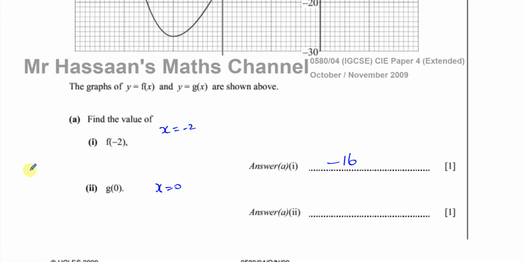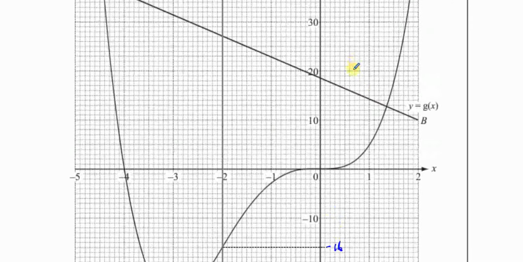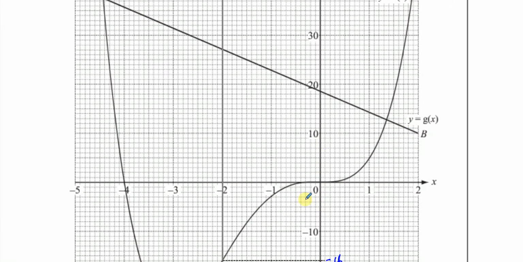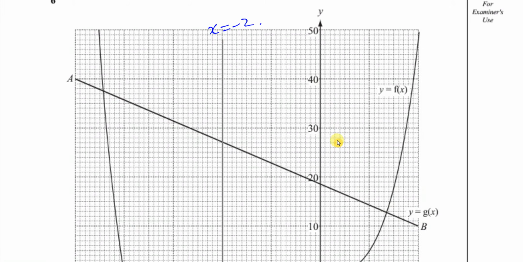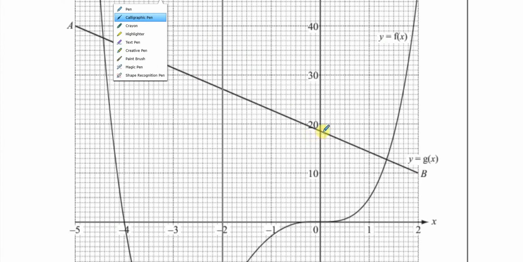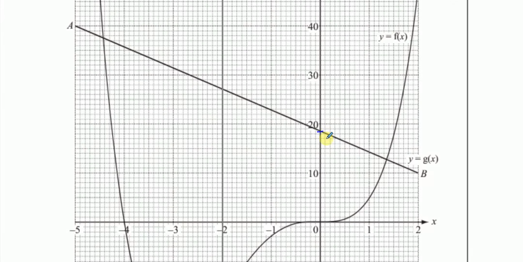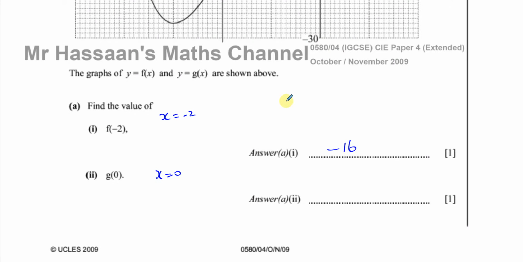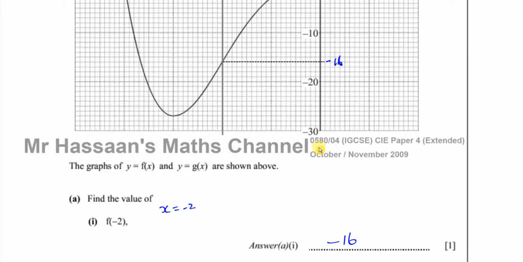Replace the x with 0 in the function, which is like drawing the line x equals 0 and seeing where it hits the line y equals g of x. So you can see this is the line x equals 0, which is the y-axis. I'm just going to label this x equals 0 to show what I'm doing. We can see that we're hitting the y-axis exactly here, which looks like 18, 19, that's 18.5, halfway between 18 and 19. So the value for g(0) is 18.5. That's the answer to part A.